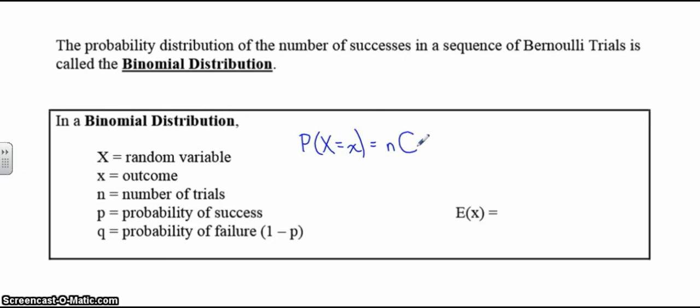C, X, which is the number of successes we're interested in. That's multiplied by the probability of a success to the exponent of how many successes we want. And that's multiplied by the probability of a failure, and its exponent is how many trials are remaining.